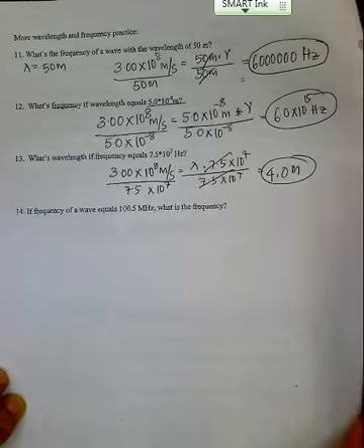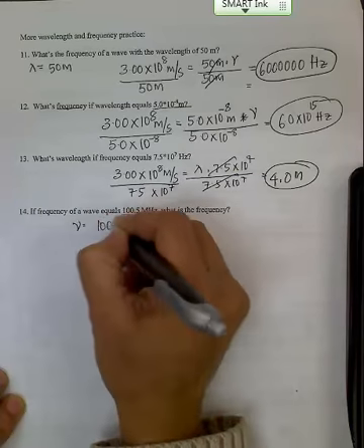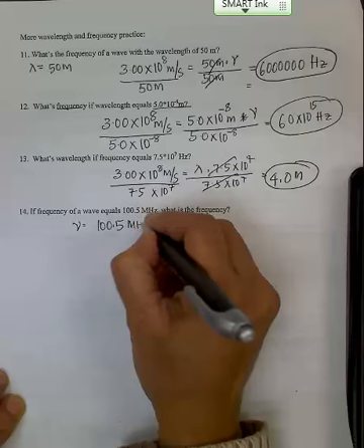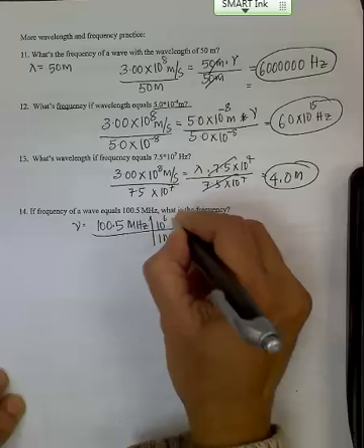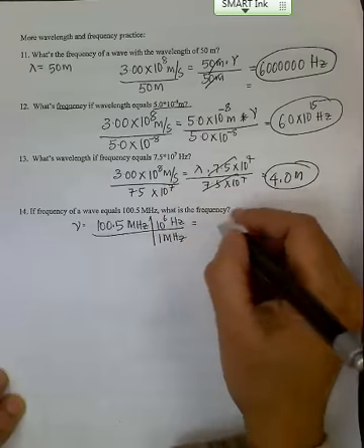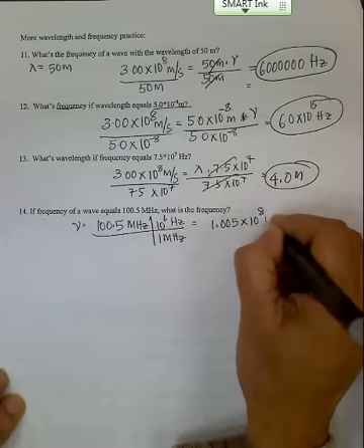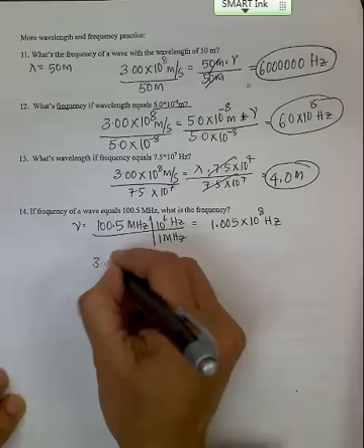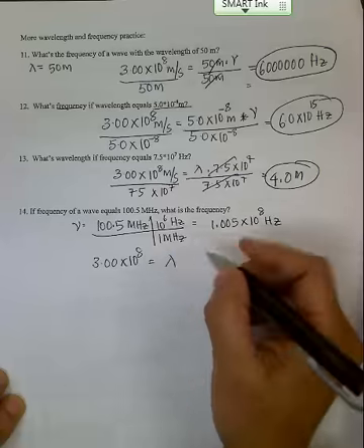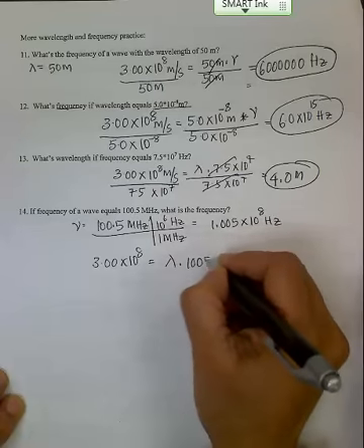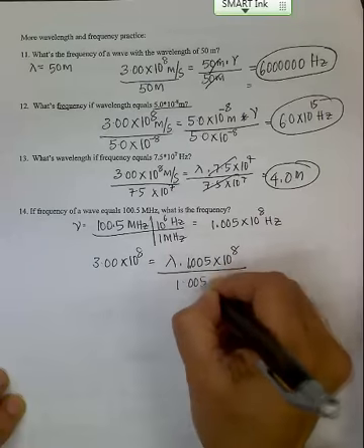If you go to the last problem, the frequency is given, but the frequency is given in megahertz, so you have to convert it to hertz. We know that 1 megahertz is 10 to the 6 hertz, so 1.005 times 10 to the 8 hertz is my frequency. So substituting in the equation c is equal to lambda nu, I get my lambda as the following: 3.00 times 10 to the 8 divided by 1.005 times 10 to the 8.